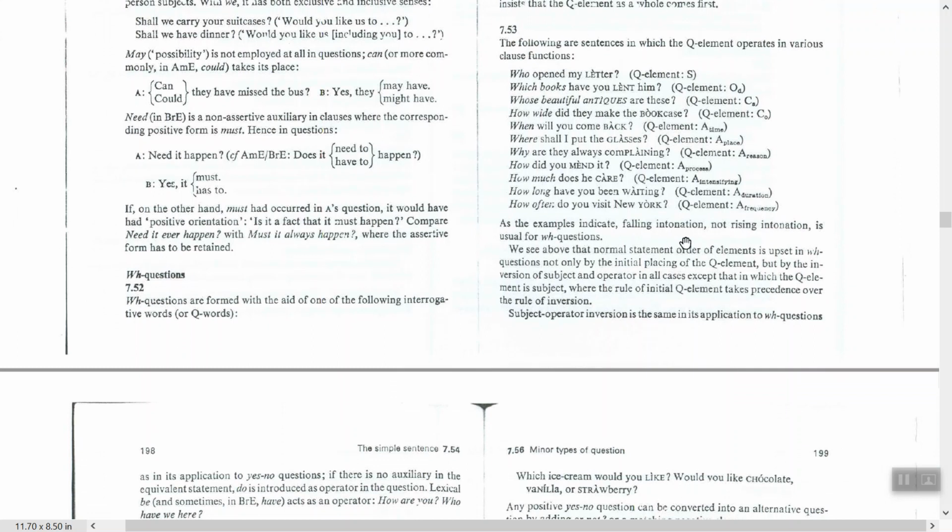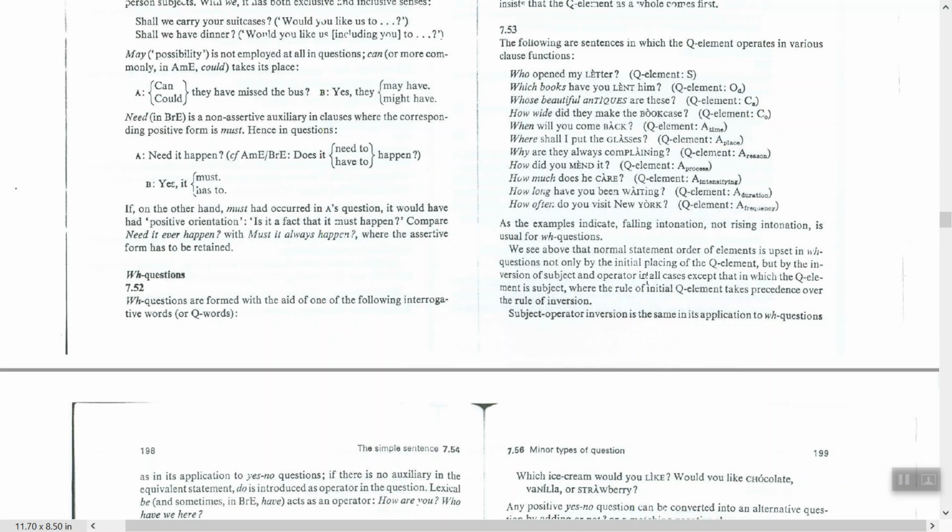As the examples indicate, WH questions have falling intonation, not rising. With yes-no questions we have rising intonation, and with declarative questions we have rising intonation, as in: You are Ahmed? You are Ali? But with WH questions we have falling intonation. How long have you been waiting? How often do you visit New York? How much does he care?